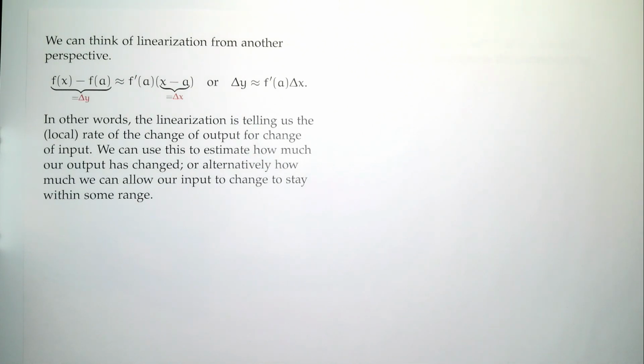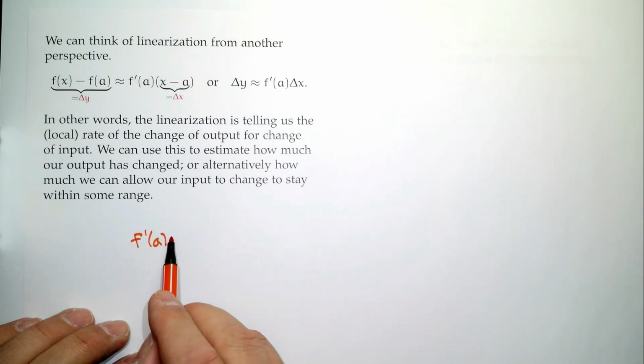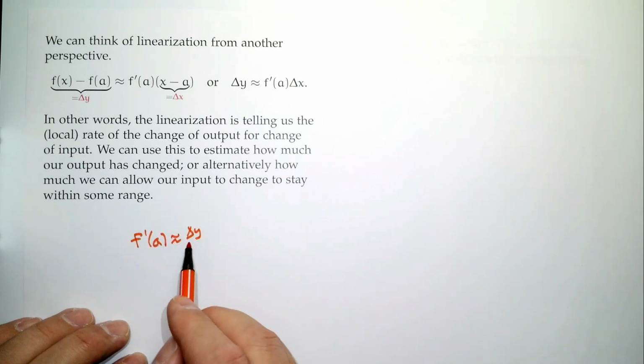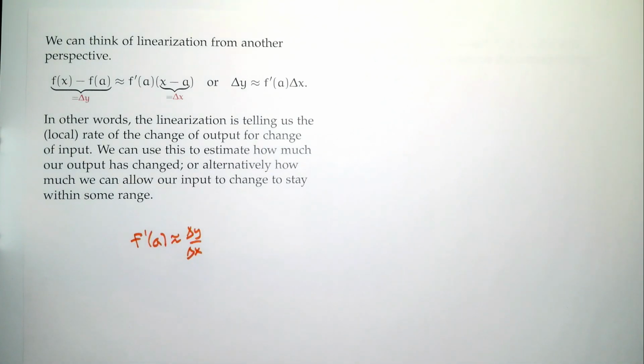So my change in y is approximately f prime of a times change in x. Now, this probably won't surprise you if you think about it, because f prime of a is about change in y over change in x. And you're like, oh yeah, change in y over change in x, that's just the slope. So it's a derivative. So yeah, it should be very close. So that's good.